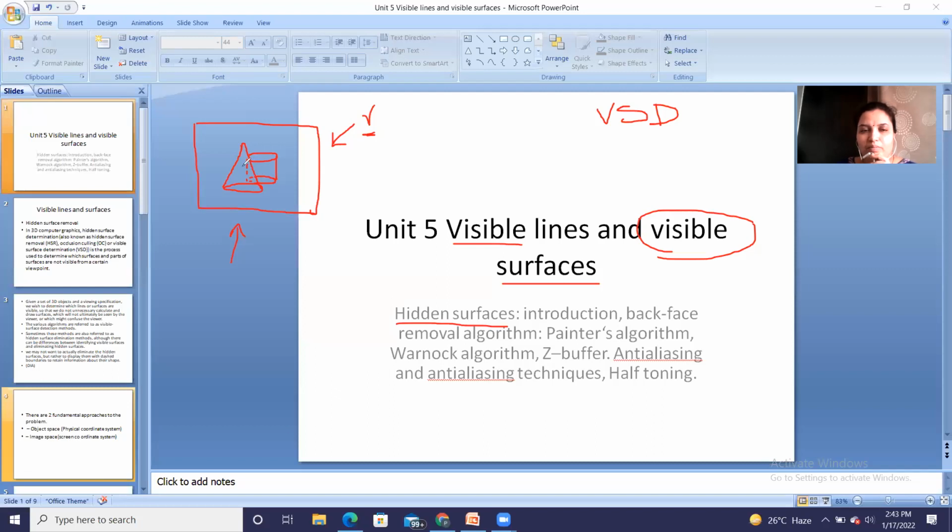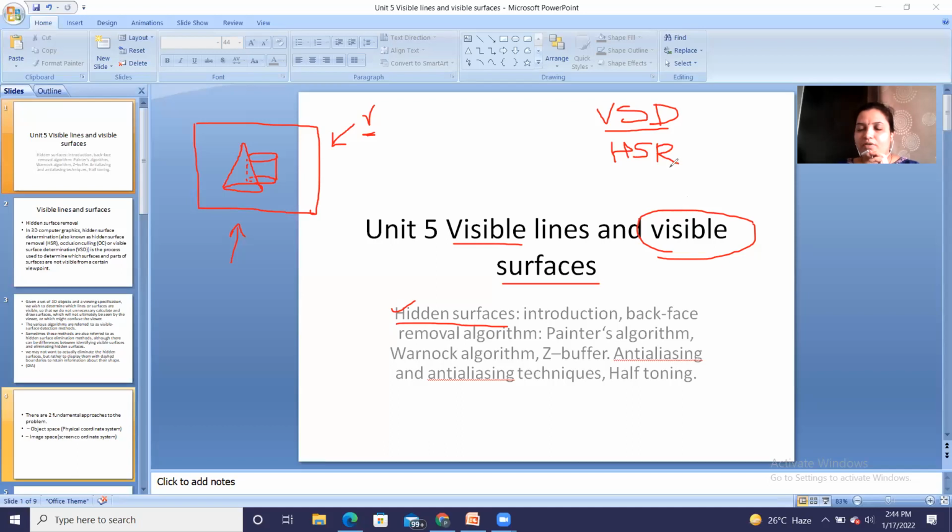Because I am not going to draw this part, this portion of the cylinder, separately. So it is of no use with respect to the display of that object on the screen, and that is called hidden surface removal. It is also called visible surface detection, or hidden surface removal, HSR.